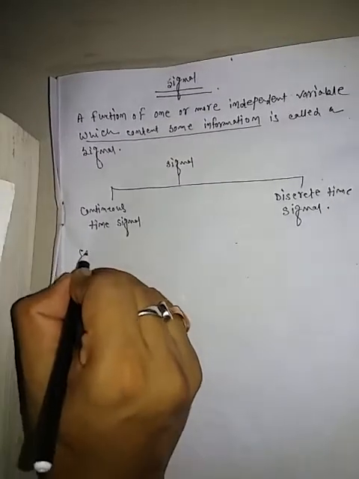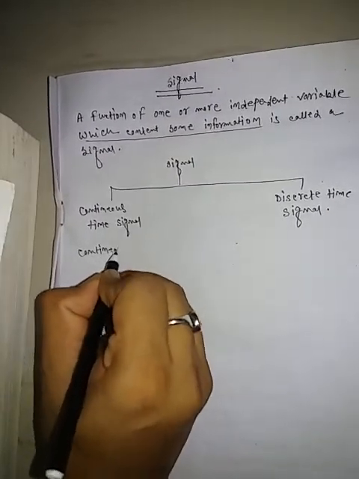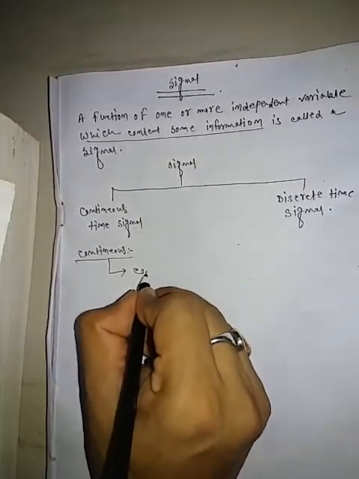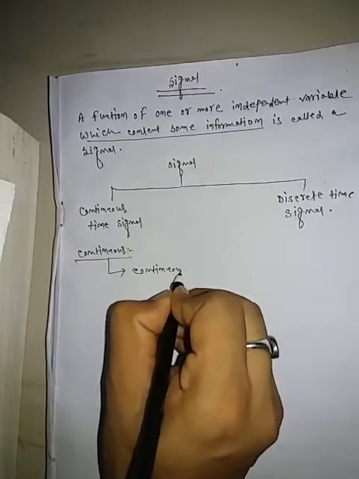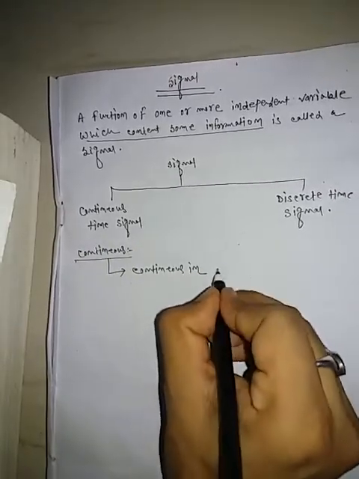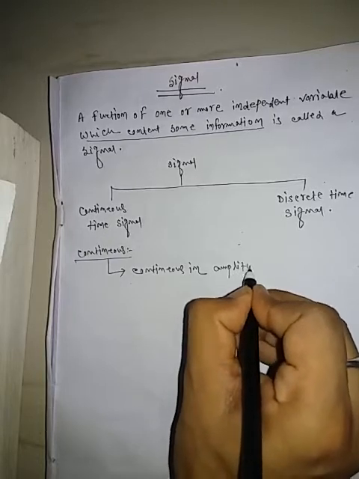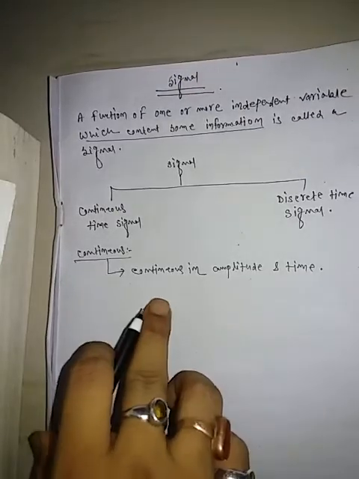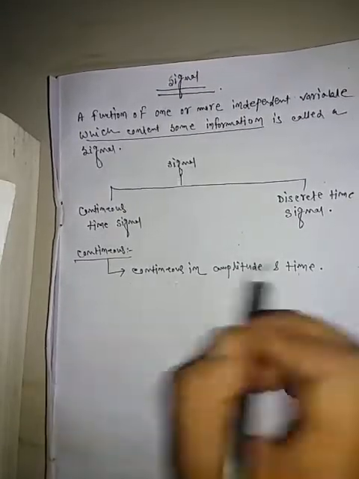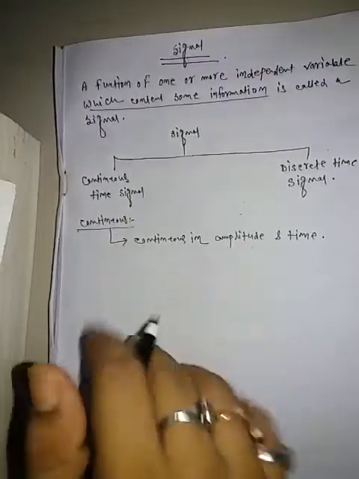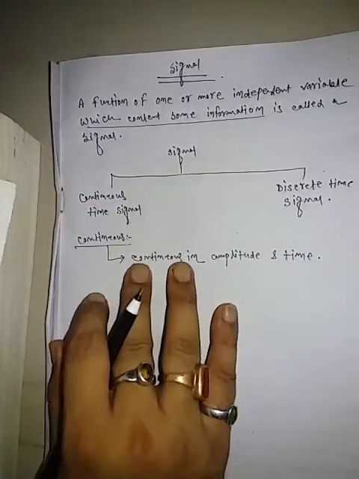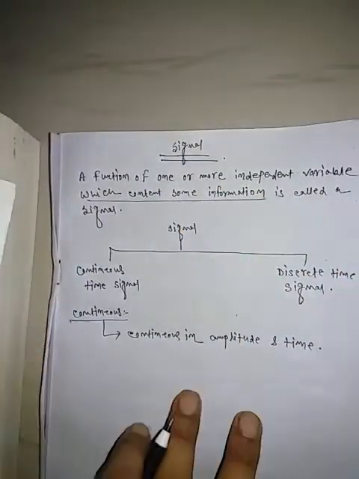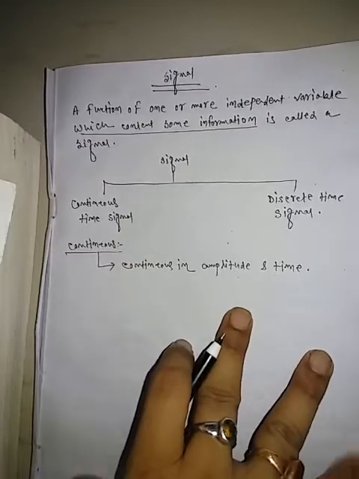First we discuss the continuous time signal. Continuous time signal means continuous in nature, continuous in amplitude and time. A signal which is continuous in time and amplitude is called a continuous time signal. Suppose a signal is represented by amplitude and time, which are the independent variables.